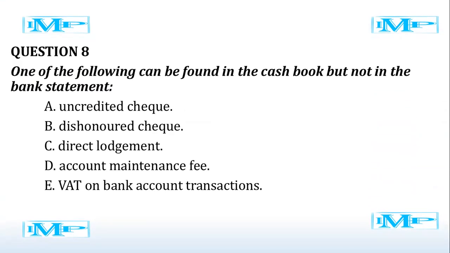Question number 8. The answer to question number 8 is A, uncredited check. An uncredited check is a check recognized as a debit or inflow in the cash book and lodged with the bank, but which has not been posted by the bank into an entity's bank account. Uncredited checks are found in the cash book, but not in the bank statement because they are yet to be posted by the bank. A is the answer to question number 8.